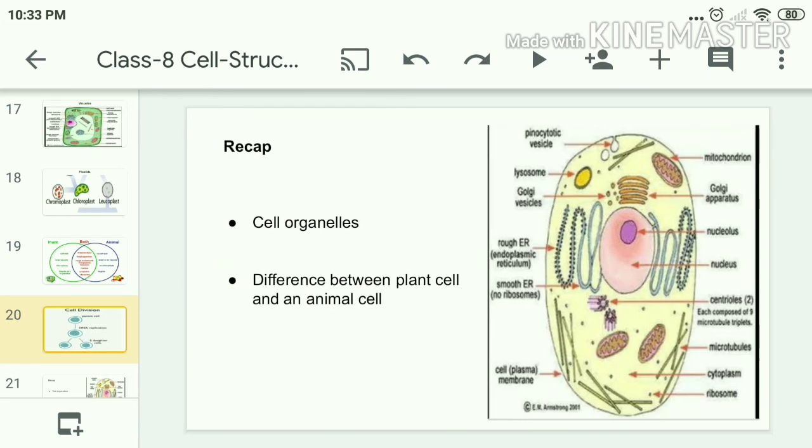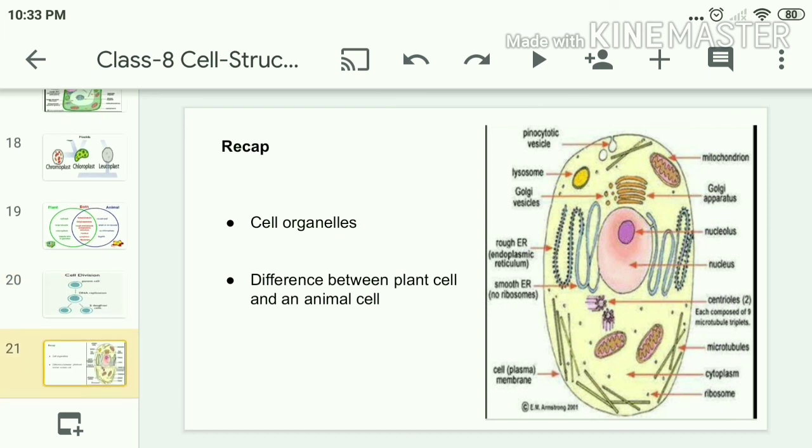So, today in this lesson, what have we learned? We have learned and observed what plant cells and animal cells are, and also we discussed different organelles present in both plant and animal cells, and what the difference is between plant cell and animal cell.